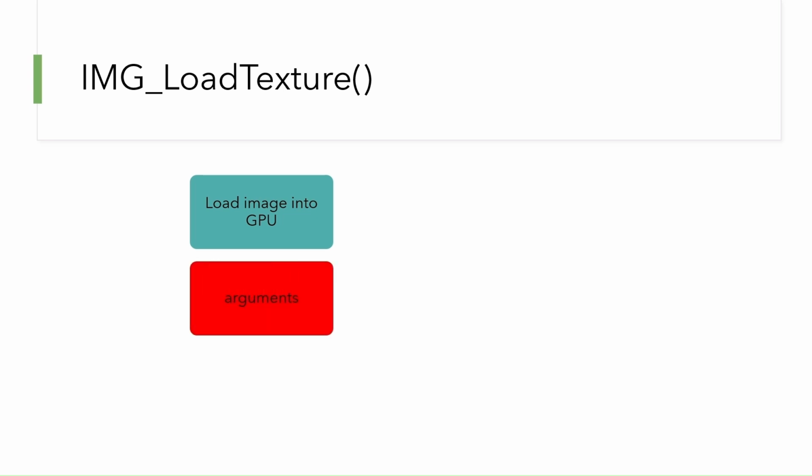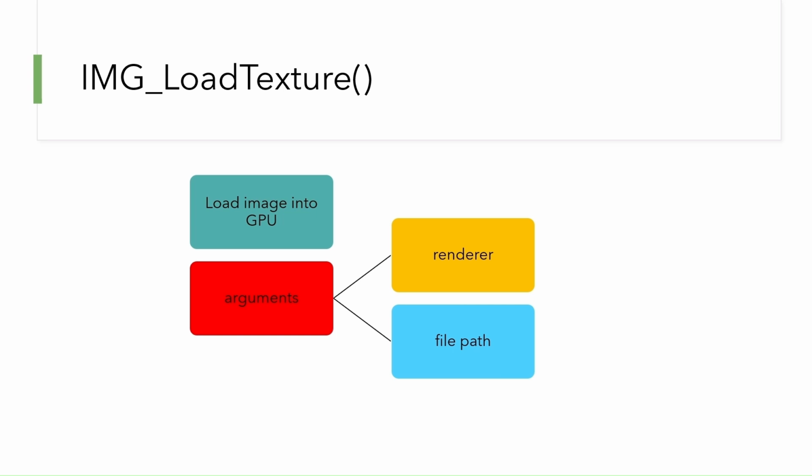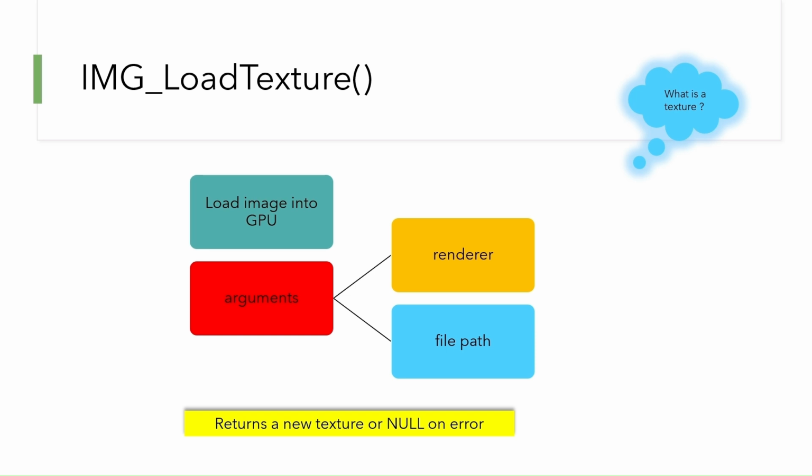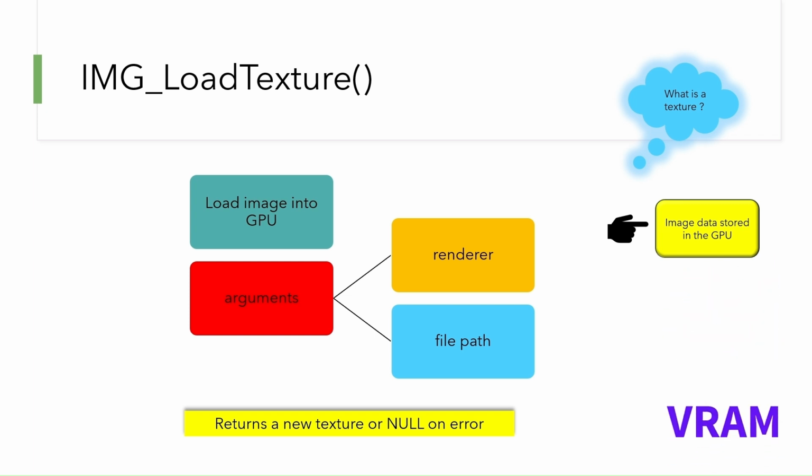Let's now take a look at another function, ImageLoadTexture. This function allows for loading of image data into the GPU, graphical processing unit that is, or what is also known as video RAM. The arguments to this function include our SDL renderer type structure or the rendering context, as well as the path to the image file on disk. Now, what this function returns is a new texture or a null if it fails. Now, if you're wondering what a texture is, it is essentially image data that is stored in the GPU, or what is also known as the video RAM.